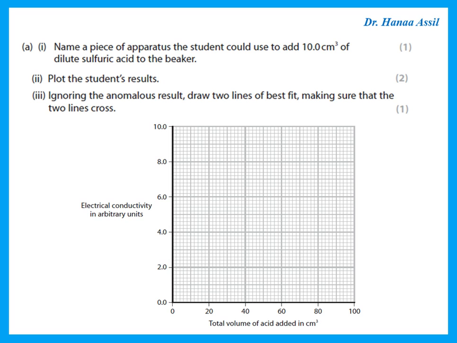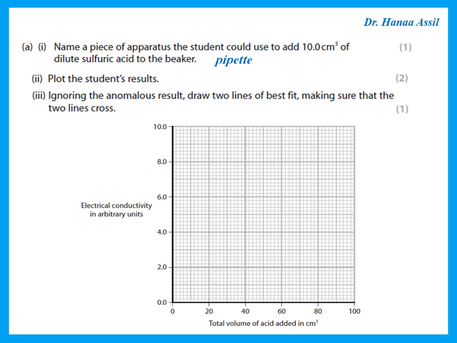And now he wants me to, first of all, name a piece of apparatus the student could use to add 10.0 cm³ of dilute acid. Remember, when we want to add a volume exactly 10.0, I can use a pipette, or I can tell him burette. Burette also can be.